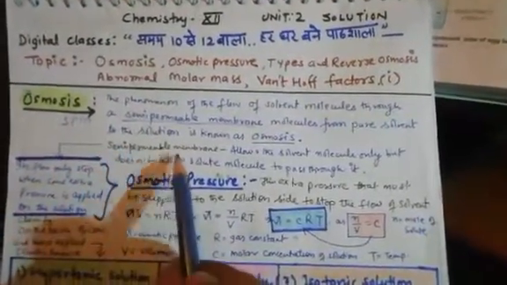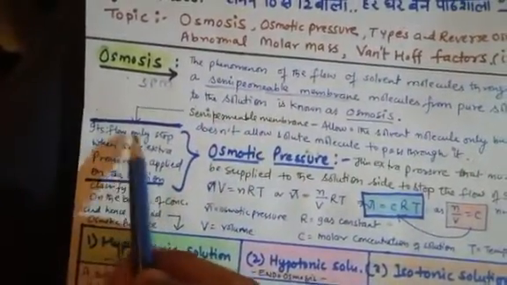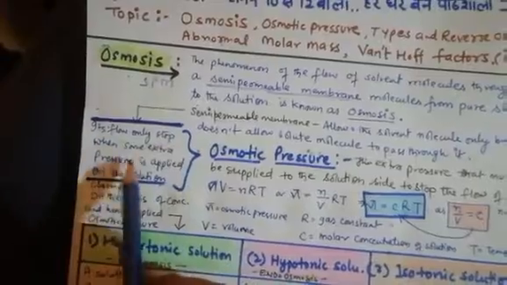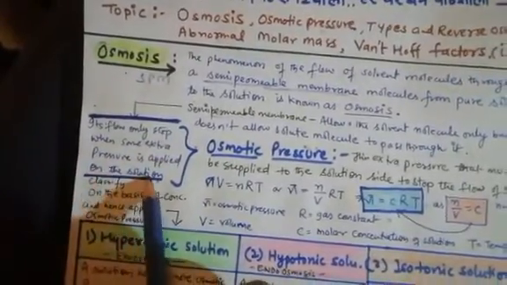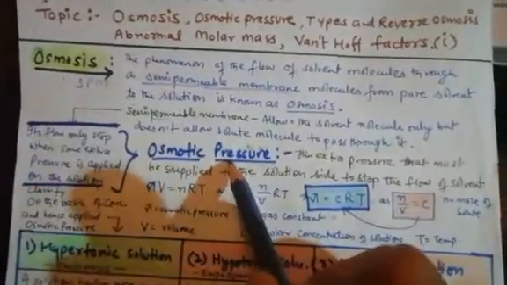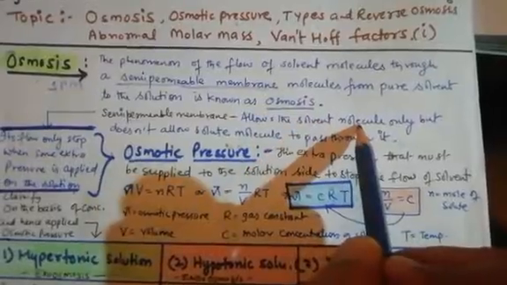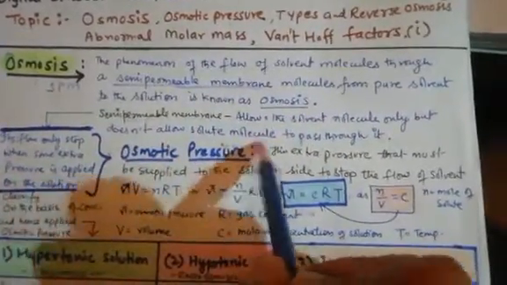Now, what is the meaning of semi-permeable membrane? The flow only stops when some extra pressure is applied on the solution. That extra pressure is known as osmotic pressure. So before going to osmotic pressure, what is a semi-permeable membrane? Once again, it allows the solvent molecules only, but doesn't allow solute molecules to pass through it.